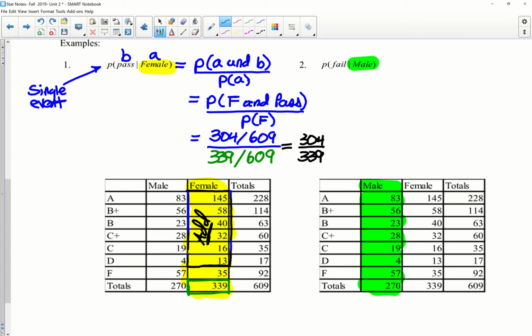So with that, I could jump right to the 304 out of 339 because I have a total. I have a total of 339, so that's my bottom number. And the number of people that passed would be the sum of these values for everything except for the 35. So 304 individuals out of the 339 available passed.